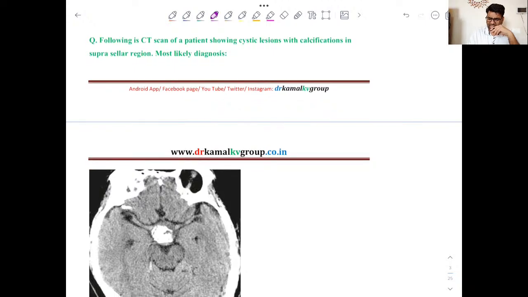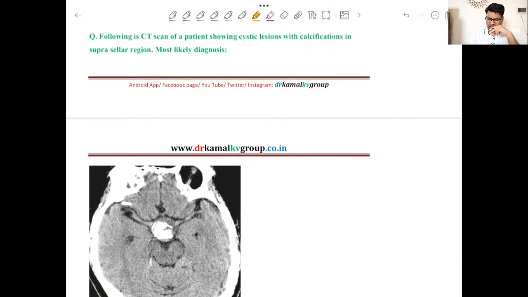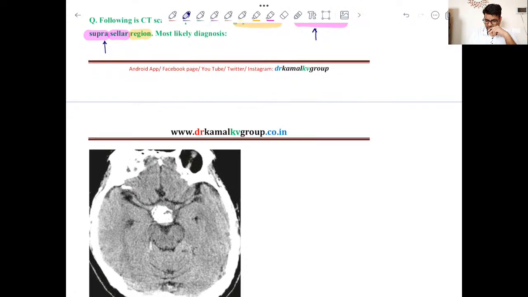Right. So now a CT scan has been given, and it is showing some cystic lesions, but more importantly with calcification and in the suprasellar region. So here the classical clue is calcification, and of course the second clue is the site of this lesion.